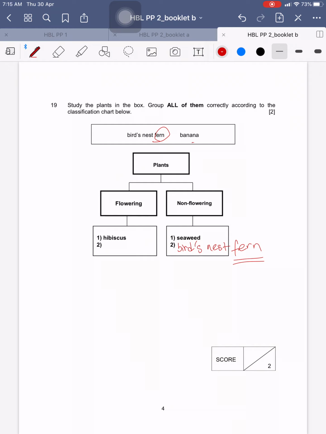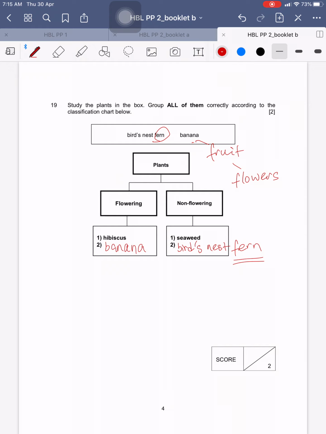Now for banana plant, banana is a fruit, so this is a fruit, and fruit must come from flowers. Alright, so we can put banana over here. Banana plant is flowering plant.